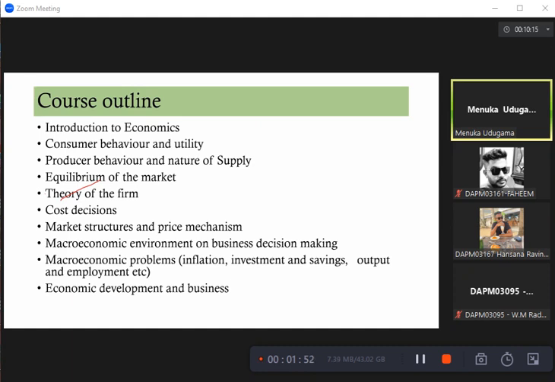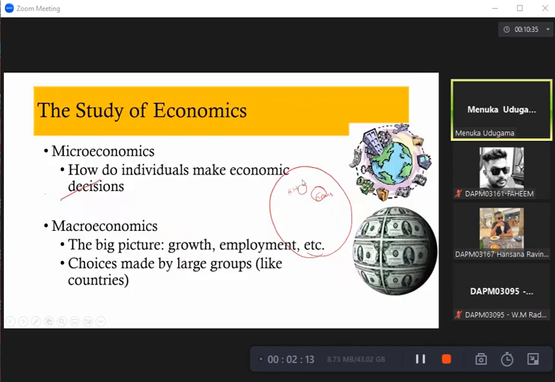We did a few calculations for demand elasticity, but once you know demand elasticity, you can apply the same principles to supply and calculate supply elasticity also. And then we talked about the equilibrium of the market. So I think that's where we stopped last week.